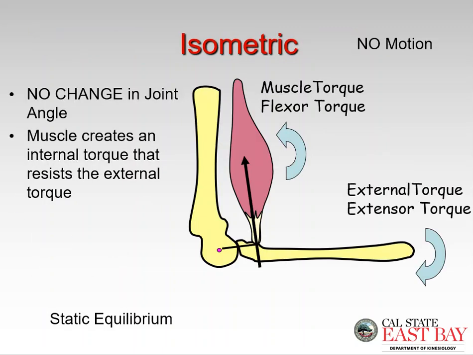Isometric: basically no motion, at least at the joint level. So there's no change in joint angle. The muscle creates an internal torque that resists the external torque. Just a reminder, every time we look at an exercise, we usually analyze it in static equilibrium. For this one, a bicep curl, the external torque is an extensor torque, and the muscle torque or internal torque is a flexor torque. Those equal out, so there's no motion at the joint, and that's an isometric contraction.